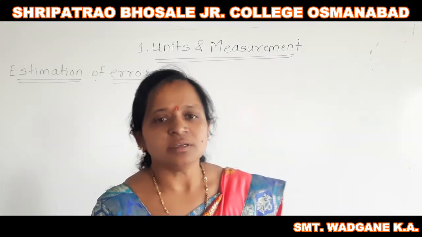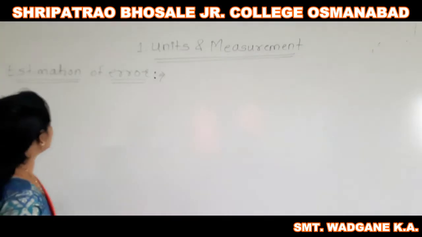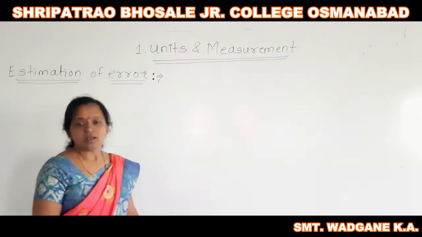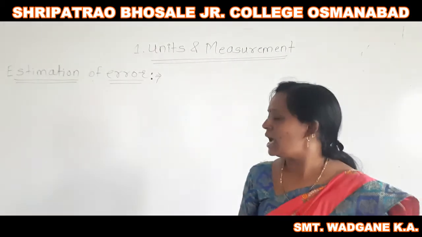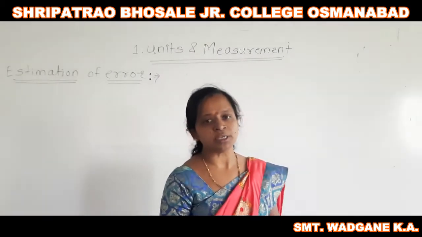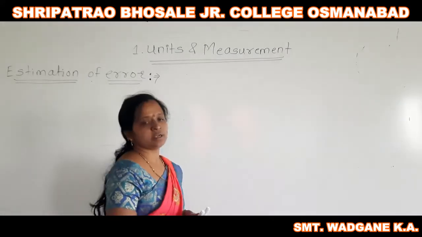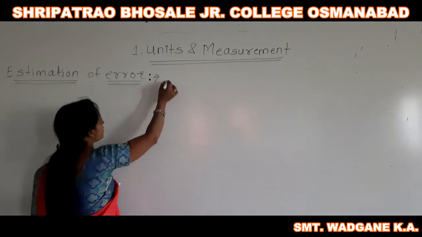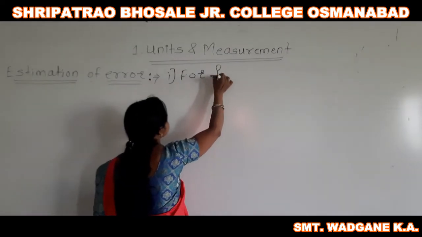Hello student, in units and measurement we can discuss the estimation of an error. For that purpose, let us consider two physical quantities A and B and the error in the measured value of those physical quantities, that is delta A in case of A and delta B in case of B. At first we can discuss the sum and difference.